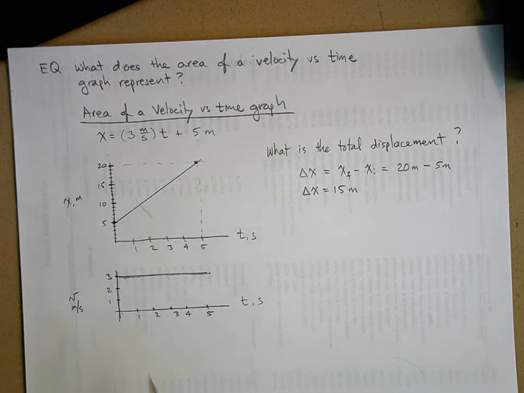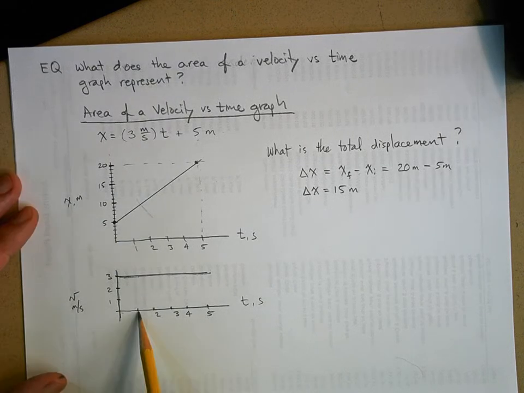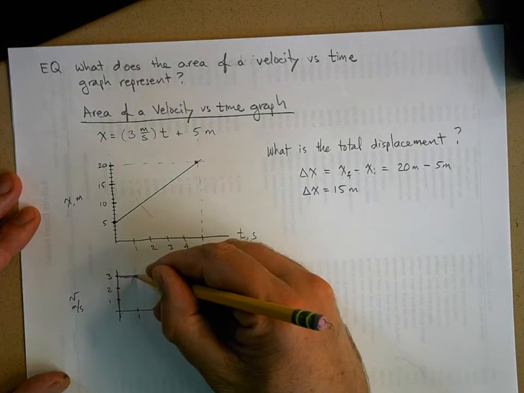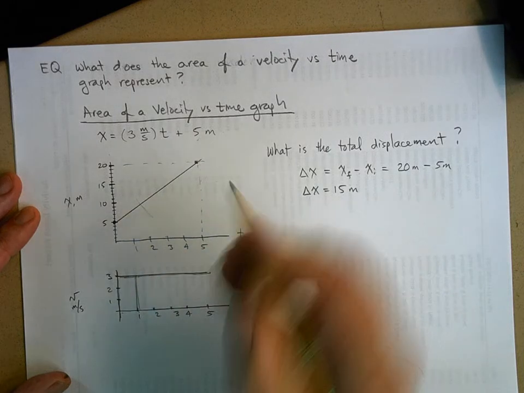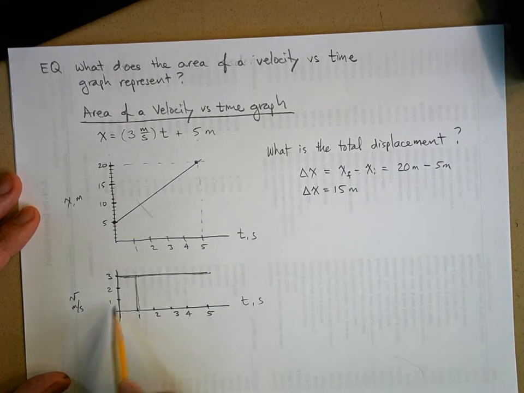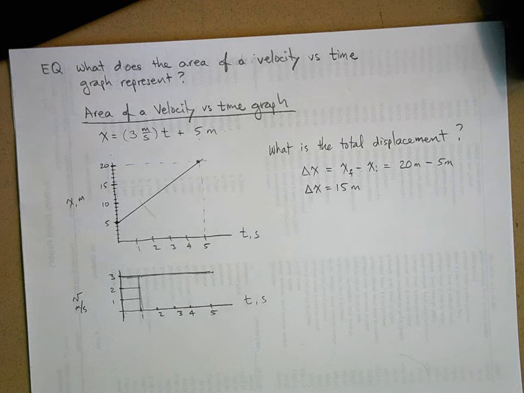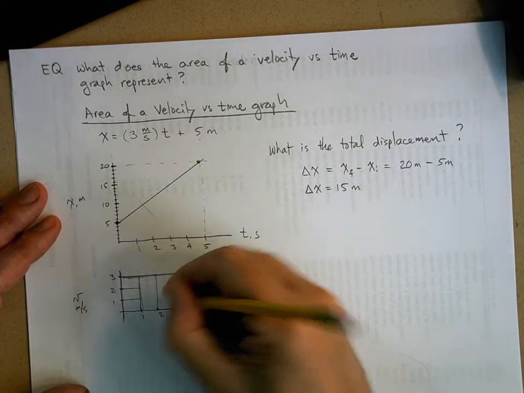Well, now look at this graph. Where is the 15 meters in this velocity graph? Well, think about it. Let's look at the first second. How far did I advance forward in the first second? 3 meters. So let's look at this. And look, what if I went 1 meter per second for 1 second? Or 2? Or 3? I'm going to break this up into little squares.